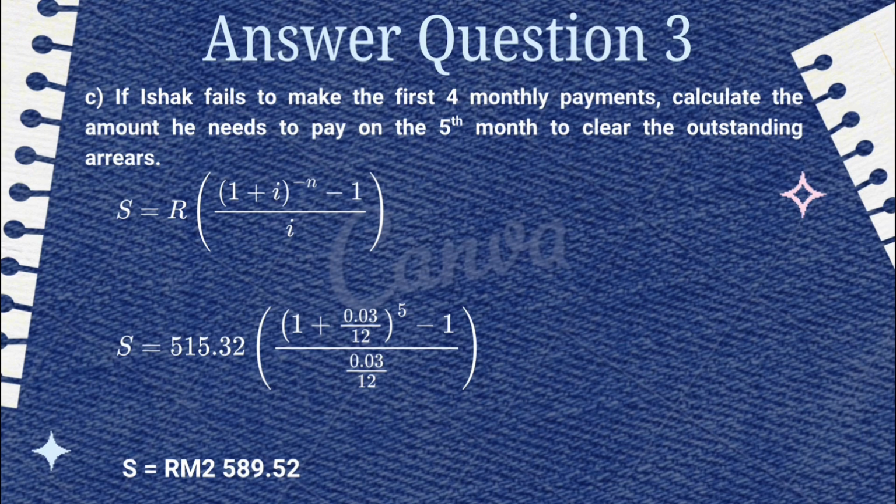Again, just move all of the information to the formula. It's going to be like this. The final step, just calculate using calculator. The answer is 2,589 ringgit 52 cent. That is all from me.